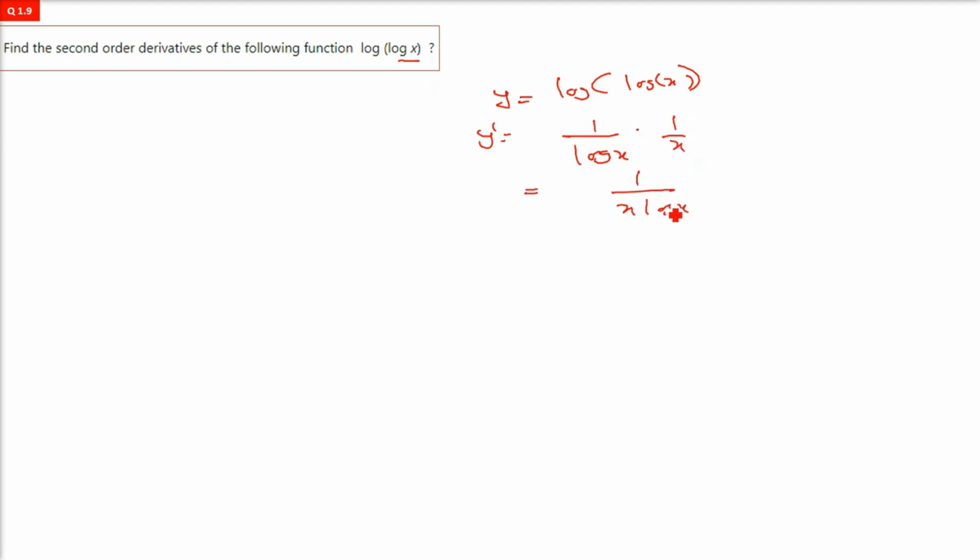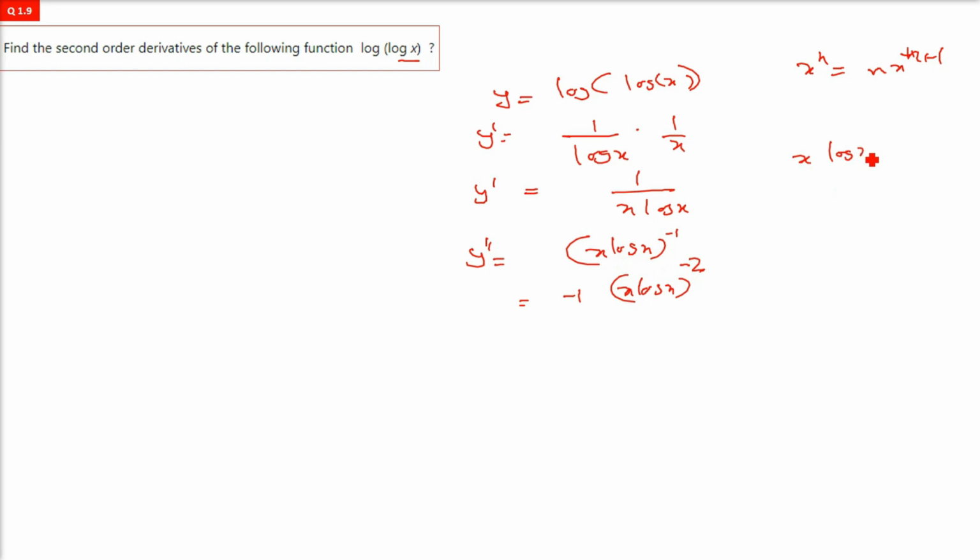Now there are two ways. Either you apply the quotient rule, or as I just said once, one question before, I guess, just take it in the numerator with a negative as a power. So x log x to the power minus 1, and you know that x raised n differentiation is n x to the power n minus 1. Minus 1 comes in, x log x to the power minus 2. So now you have to differentiate x log x also.